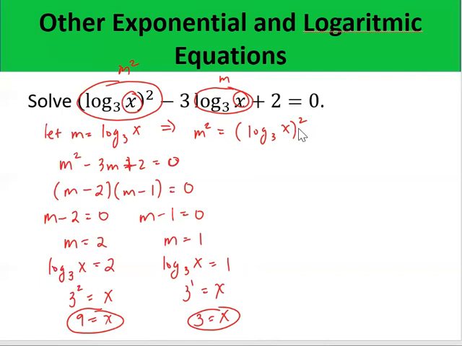So this ends our video about solving for exponential and logarithmic equations. So I hope that you learned how to solve the different types of these equations.